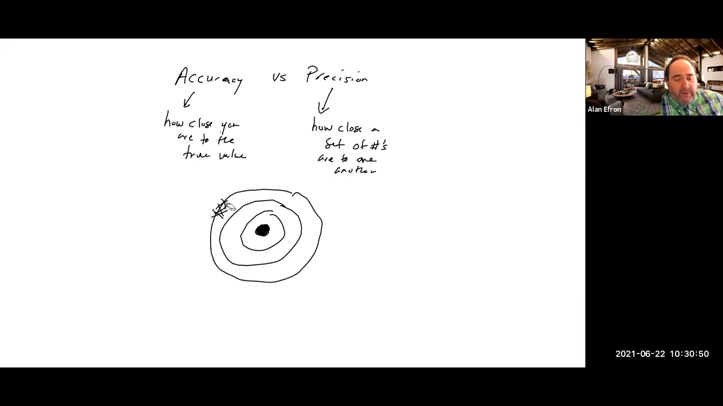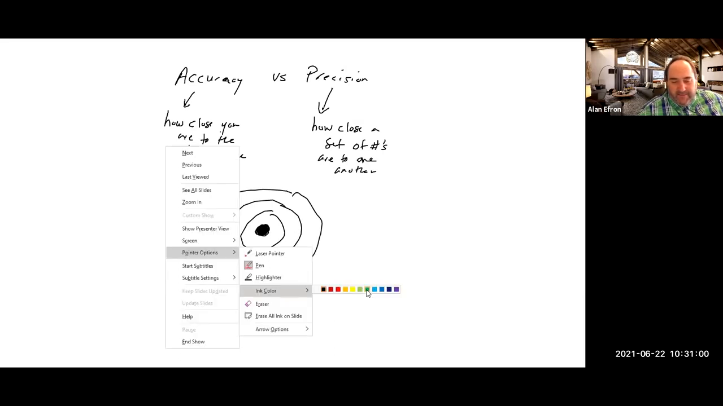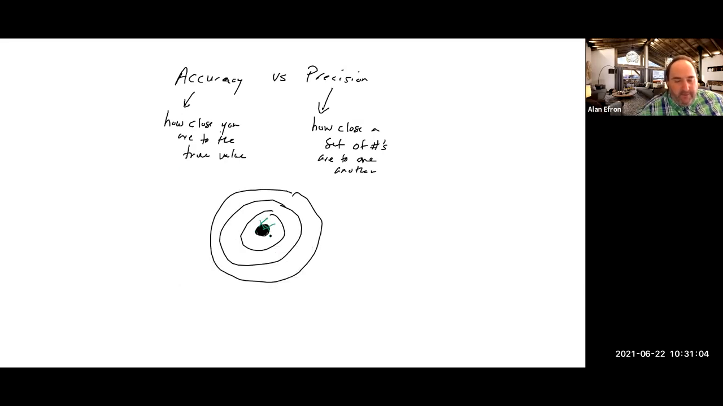So you go, all right, triple or nothing here. Take up your darts and you throw them. And actually, we'll change the color of my darts so I can see them. I think we'll go with maybe green. Boom, boom, and boom. In this case, we are very precise, as obviously we all hit pretty close to each other. So this is repeatable, and we're very accurate in this case because we hit the bullseye here.